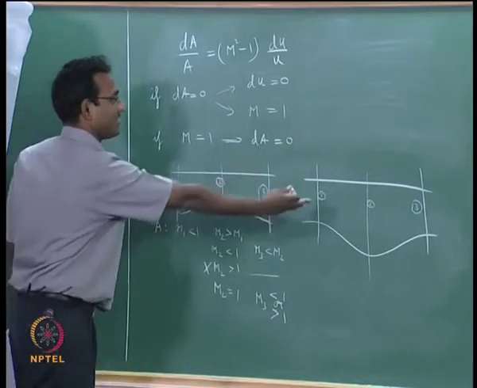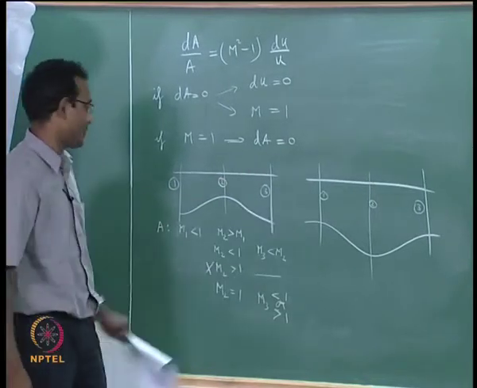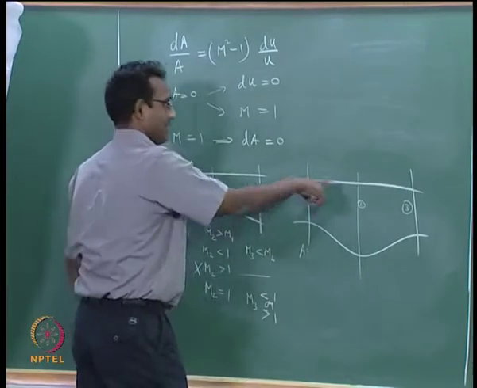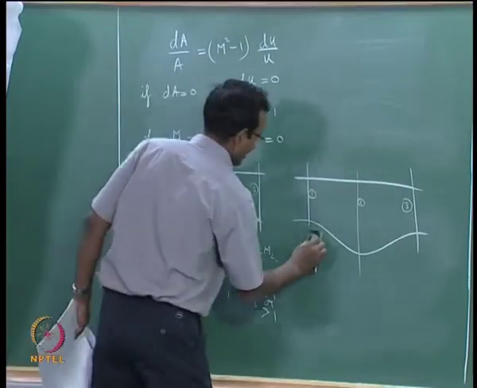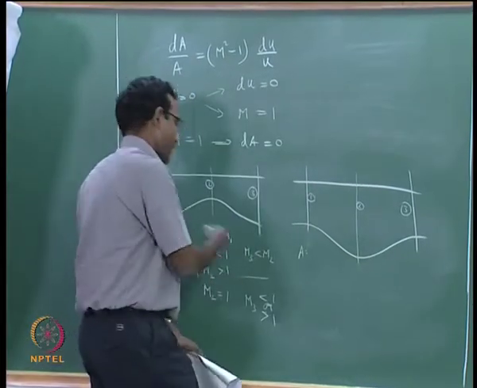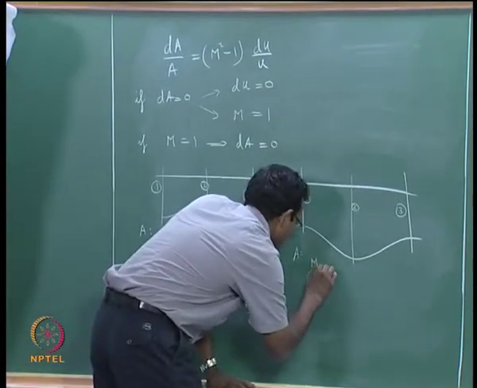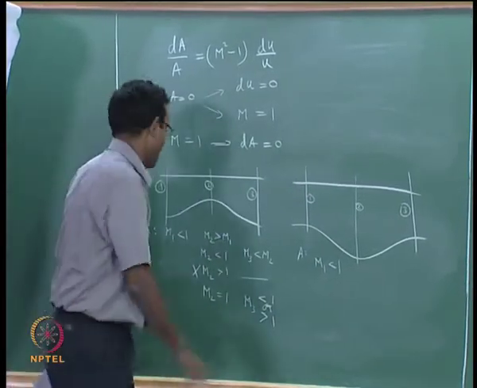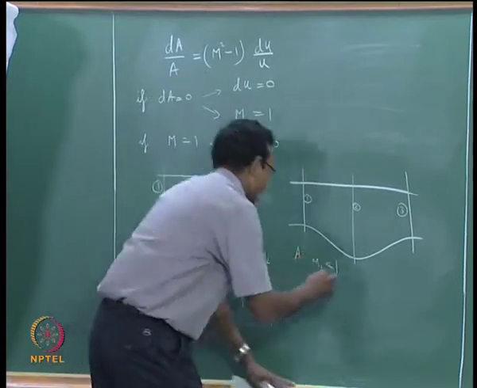What happens in the other system? Let us go there and see what happens. I will again consider the case A for this duct. If I pick this duct, again we will pick the same M1 less than 1. We have not done case B, M1 greater than 1 yet, we will go back to that. M1 less than 1, what will happen to M2?